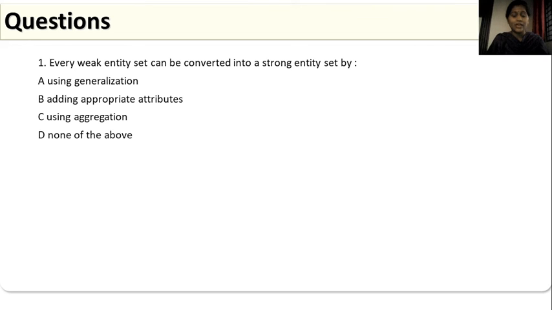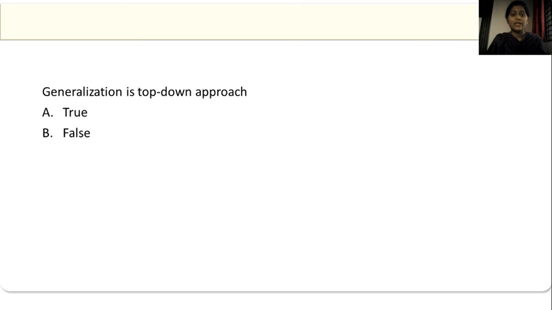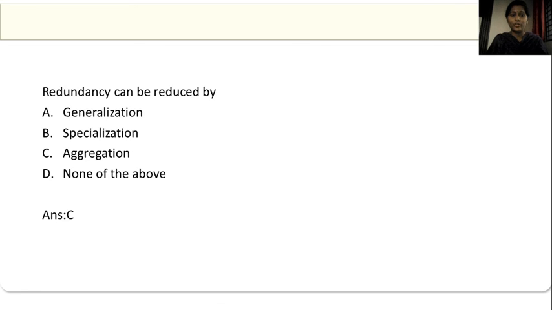Let us see what we have discussed now. Every weak entity set can be converted into a strong entity set by doing what? You can make the weak entity a strong entity, yes, of course, in a previous class also we discussed this. That is, by adding appropriate attributes. Generalization is top down, is it true? Generalization is bottom up. Which one is the top down approach? Yes, specialization is the top down approach.